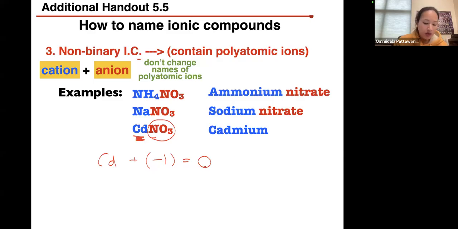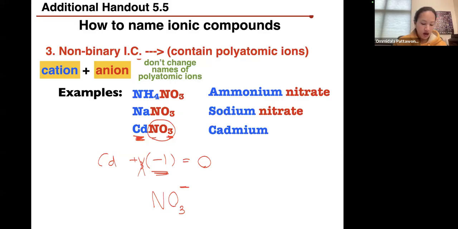Hey, what about the subscript? Do we need to multiply by 3? The answer is no. Remember nitrate, NO3, this whole group comes as -1. So you do not need to multiply by 3. It's the whole group that is -1.